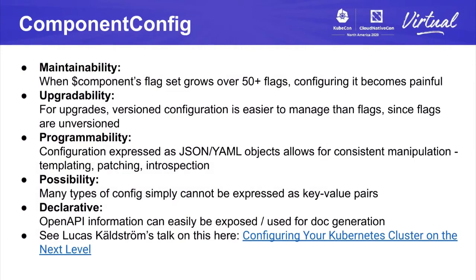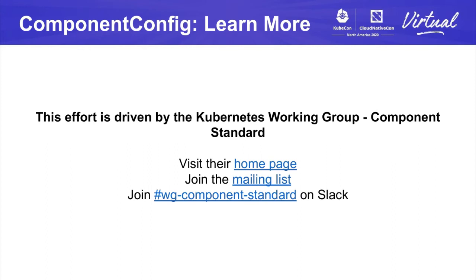To learn more about component config, you can watch this talk that Lucas Källström gave at a previous KubeCon. And in this talk, you can actually see some of the implementation details around how we are actually implementing component config in existing components, or how we want future components to implement it. In Kubernetes, we have a working group that is called Component Standards. It's a combined effort between SIG Cluster Lifecycle and SIG API Machinery, trying to tackle some of these problems around component config. To get engaged or find out more about it, you can follow these links.